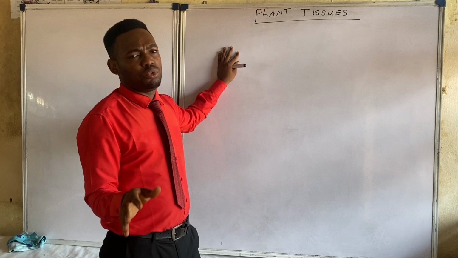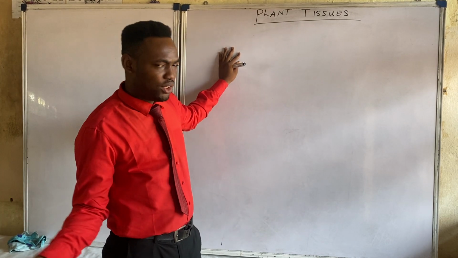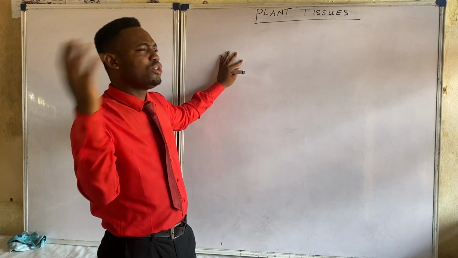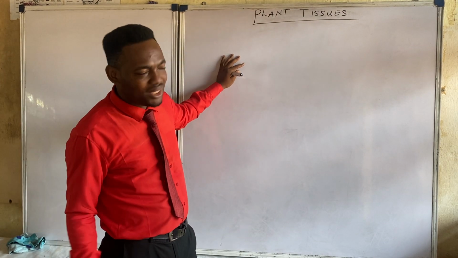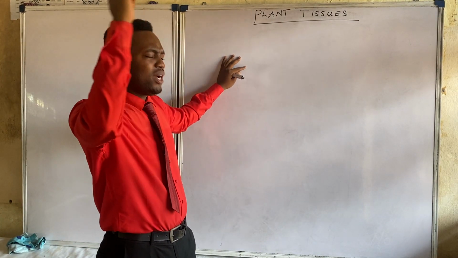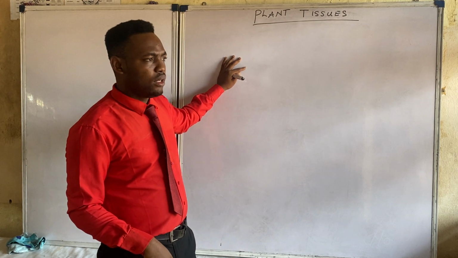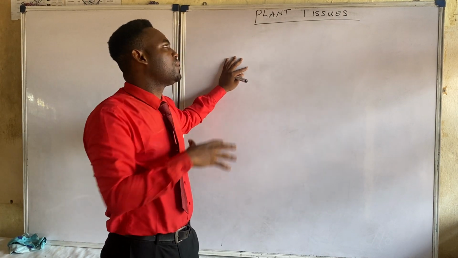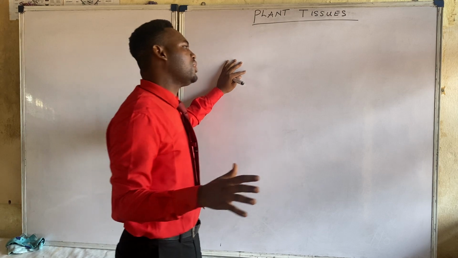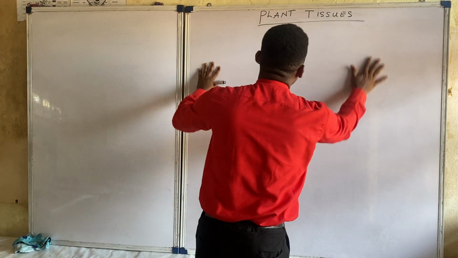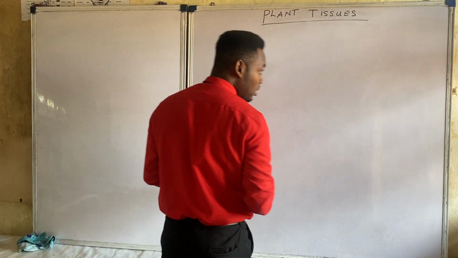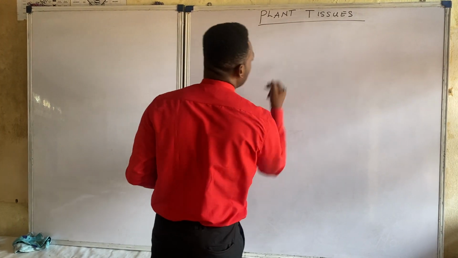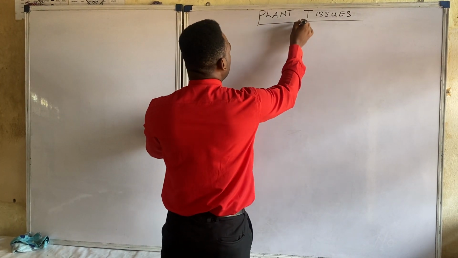Basically in biology, we have plant tissues and animal tissues. When we talk about animal tissues, we talk about connective tissue, muscular tissue, epithelial tissues, etc. That will be in our animal biology video. But for now, I want to focus on plant tissues, and I want to classify plant tissues based on their broad classification. So plant tissues are grouped into two.